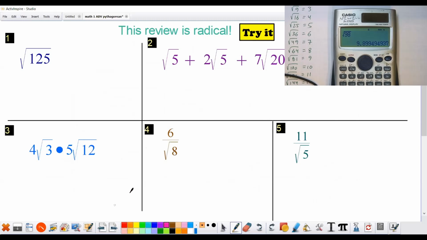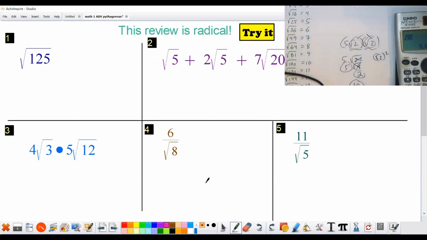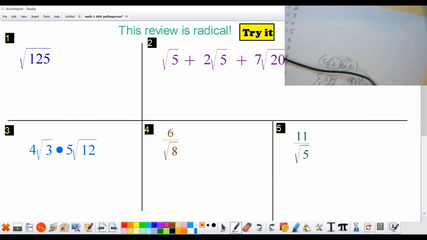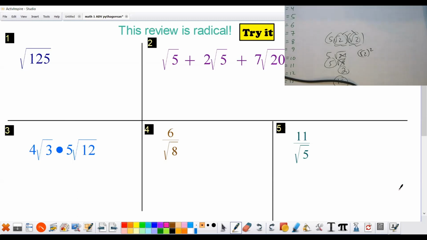And here's some last little reviews. I didn't show you all this. See what you can come up with. Okay, welcome back. So to do these problems, get my paper. Okay, so here's our answers.